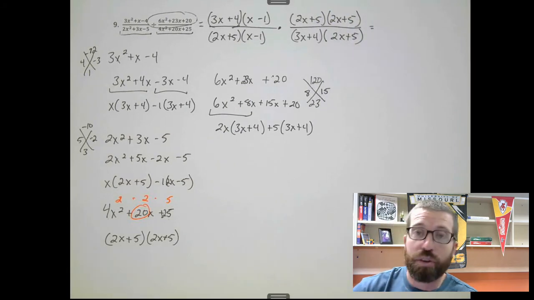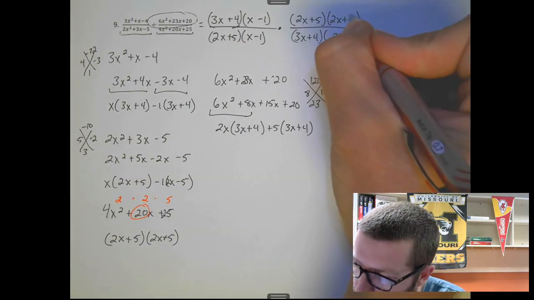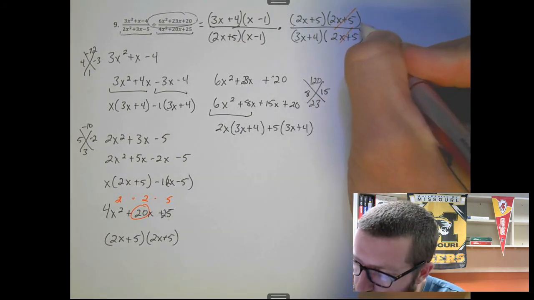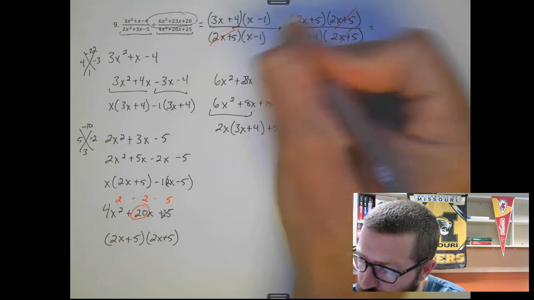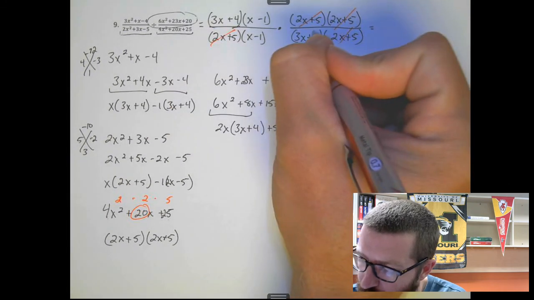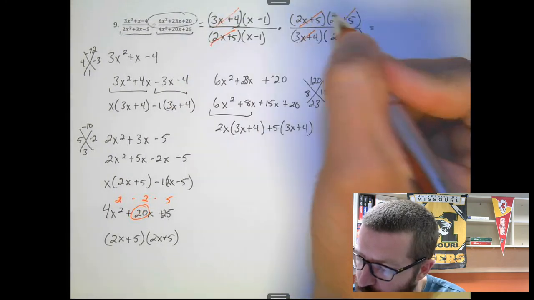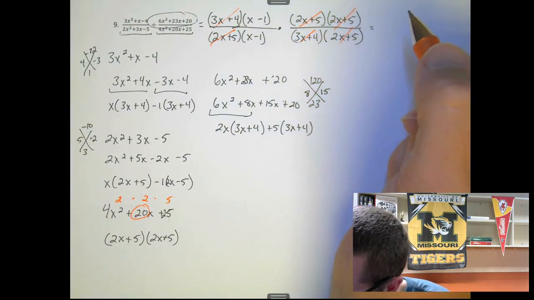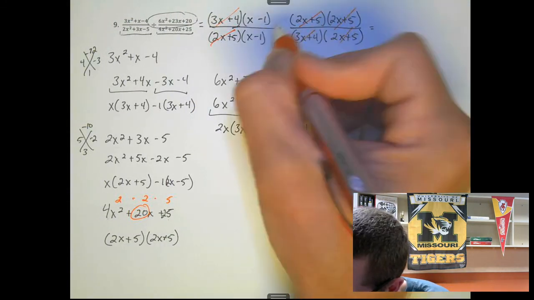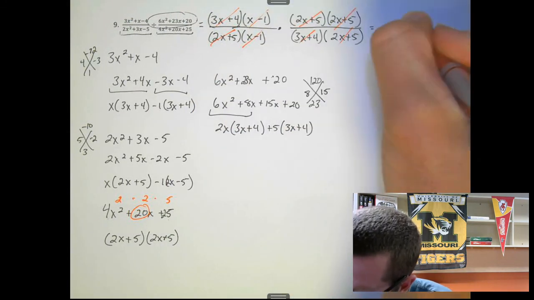And now we can reduce. So here and here, those cancel, or divide. This divides with this, this divides with this. And then, does everything divide? It looks like they all divide. So this is just equal to 1.